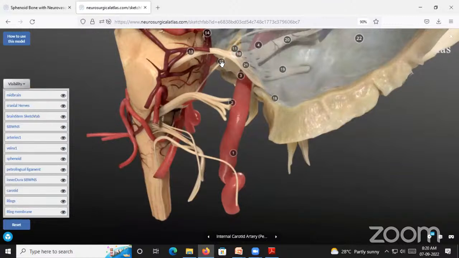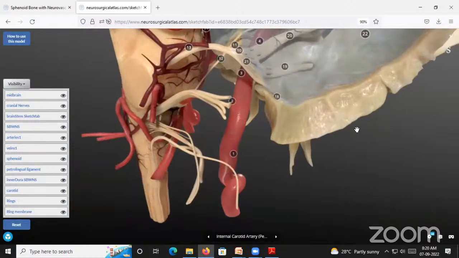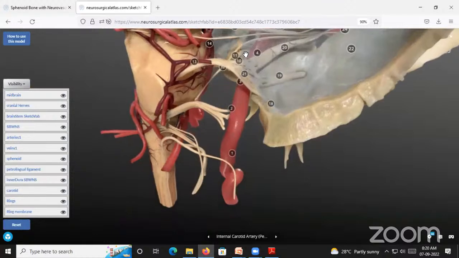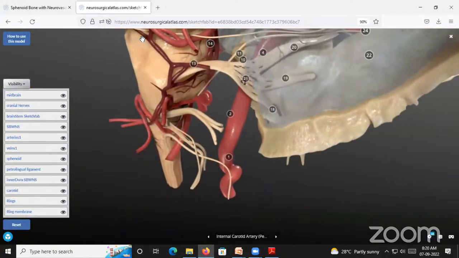This long cylindrical nerve is the abducens nerve. It is like a slender nerve. And this one, which is arising dorsally and going frontally, is the trochlear nerve. This long cylindrical nerve.